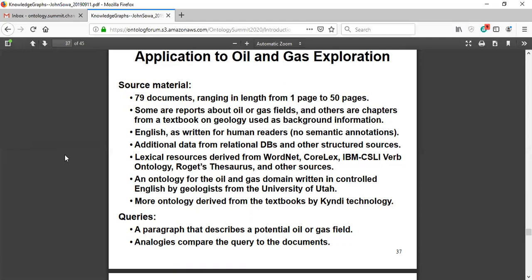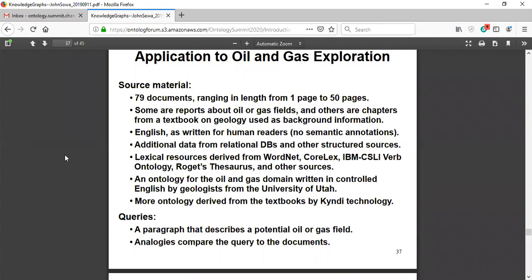They also had, for the ontology, lexical resources derived from WordNet, CoreLex, the IBM CSLI verb ontology, Roget's thesaurus, and other sources. Given that base ontology, the VivoMind system itself extended and enhanced that ontology by reading the documents. So that was the source material. For a query, they would give a paragraph that described a potential oil or gas field, and analogies would compare the query to the documents.